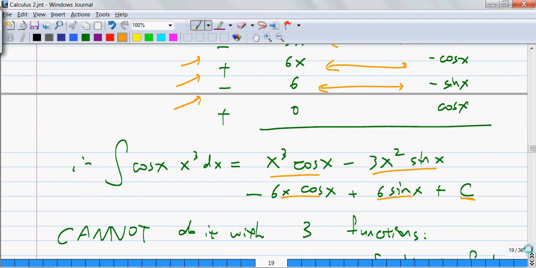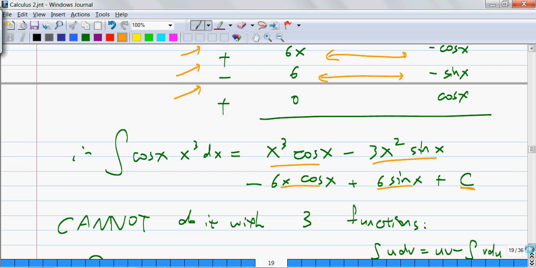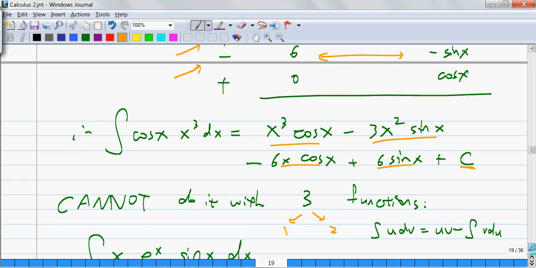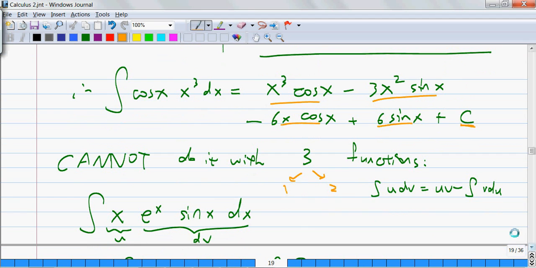And for 3 different functions, you cannot actually do a table, I think. So what you should do is you break 3 functions into 2 parts. So one with 1 function and the other with 2 functions together, and you do integration by parts twice. So for example, if you have something like this, which is very complicated, x, e^x, and sine x. So x is the one that differentiates to 0. So let's treat this as u, and the other one as dv.